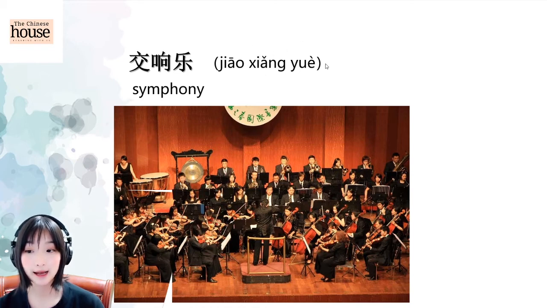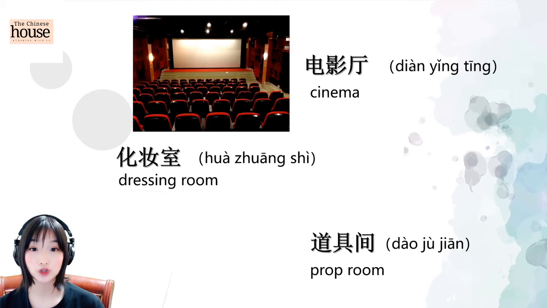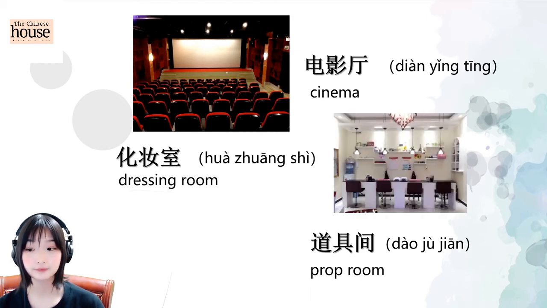交响乐, read after me. And then cinema, 电影厅. 电影 means movie, and 厅 again, which we have learned, means room or hall. So 电影厅 is a movie room, cinema.